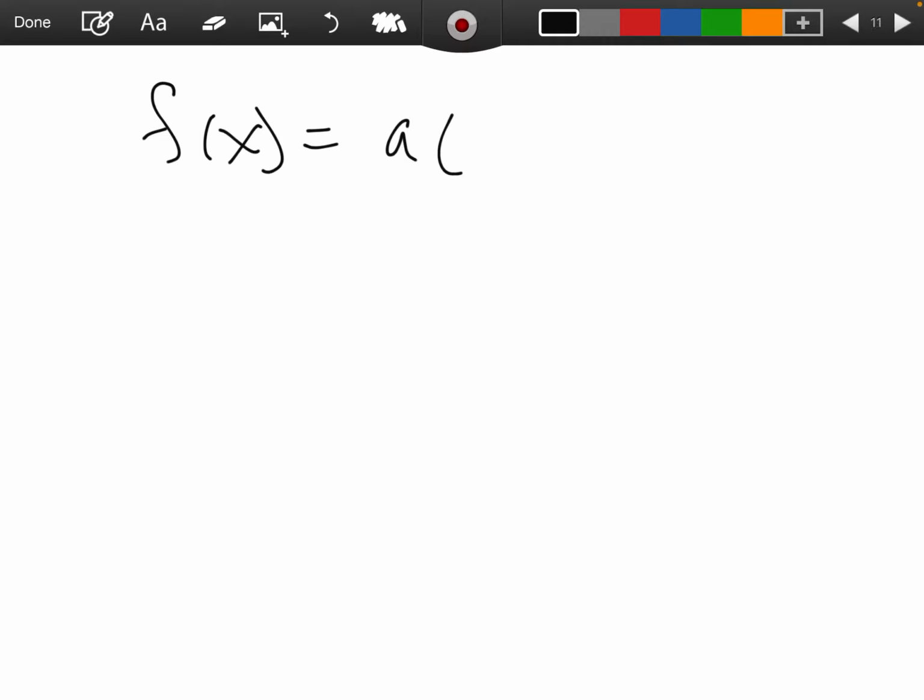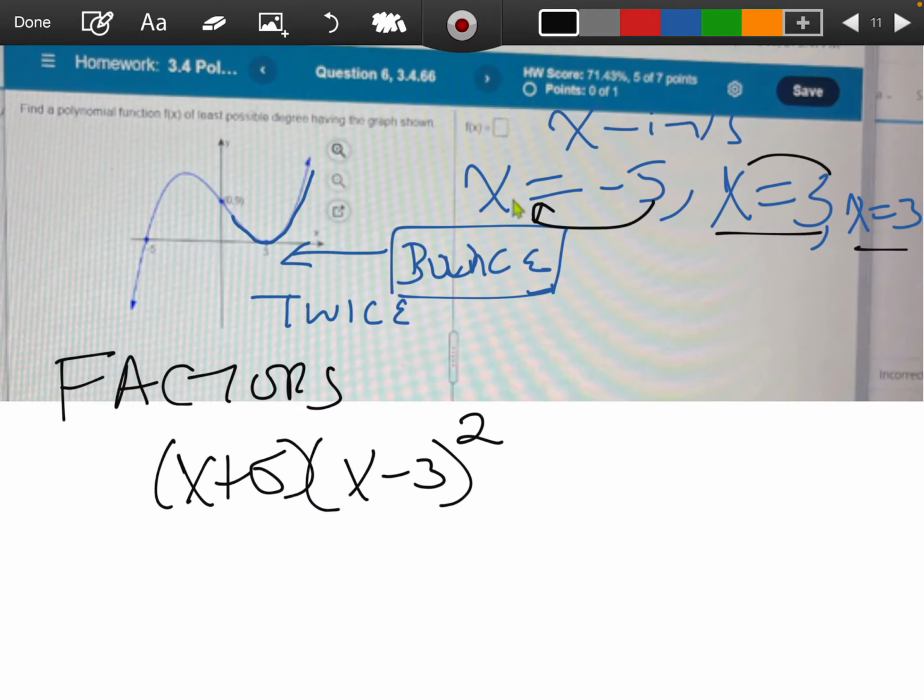Okay, so now I'm going to write out my polynomial. It's going to look like this. f of x equals a, what was it, x plus 5, and x minus 3, the whole thing being squared.